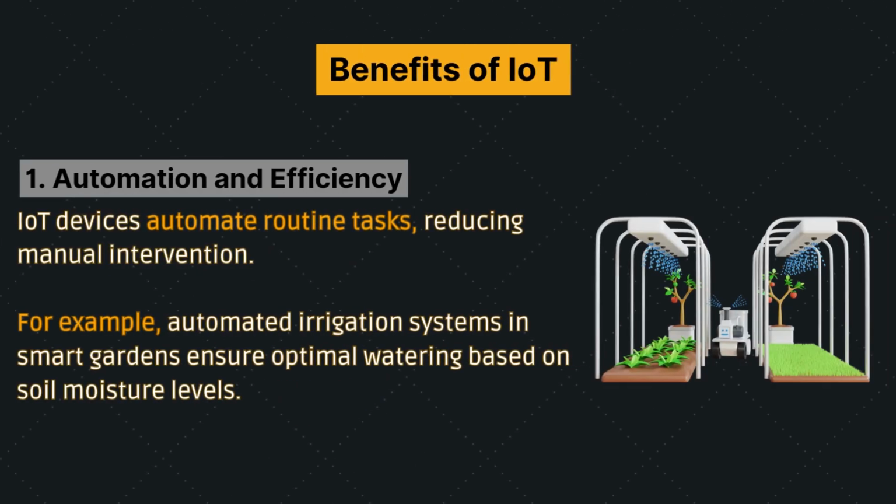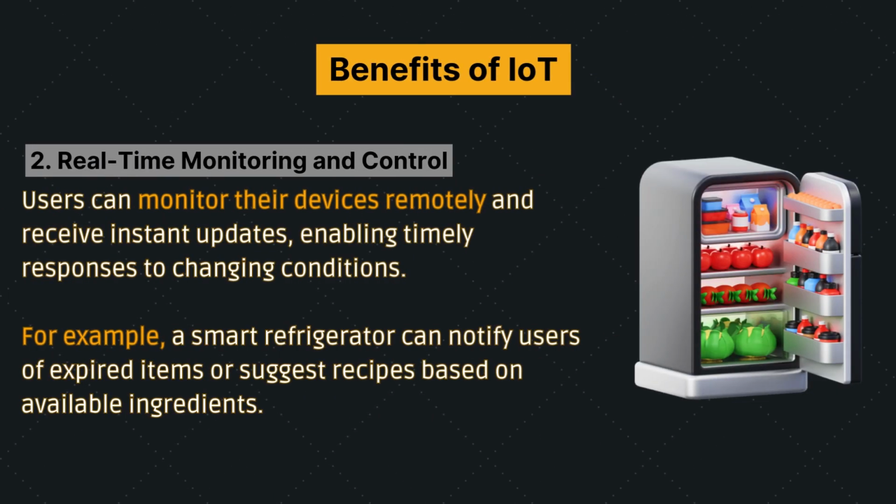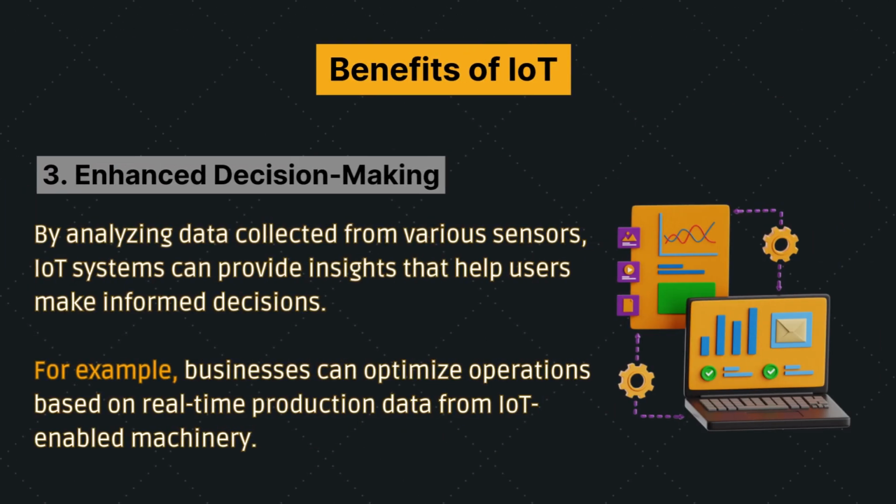One major advantage is automation and efficiency. IoT devices can take over routine tasks, like watering plants automatically based on soil moisture. Another benefit is real time monitoring. For example, a smart fridge can alert you when food is about to expire. Another advantage is enhanced decision making. By analyzing data collected from various sensors, IoT systems can provide insights that help users make informed decisions. For example, businesses can optimize operations based on real time production data from IoT enabled machinery.